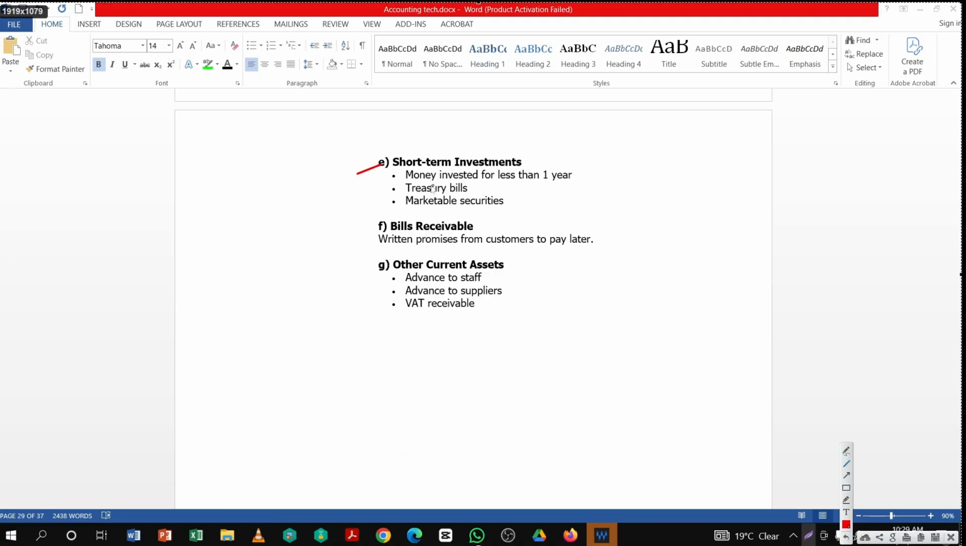Short-term investment, that is money invested for less than 1 year, treasury bill, marketable securities. Bills receivable, written promises from customers to pay later. Other current asset, that is advance to staff, advance to supplier, VAT receivable. So these are the current assets.